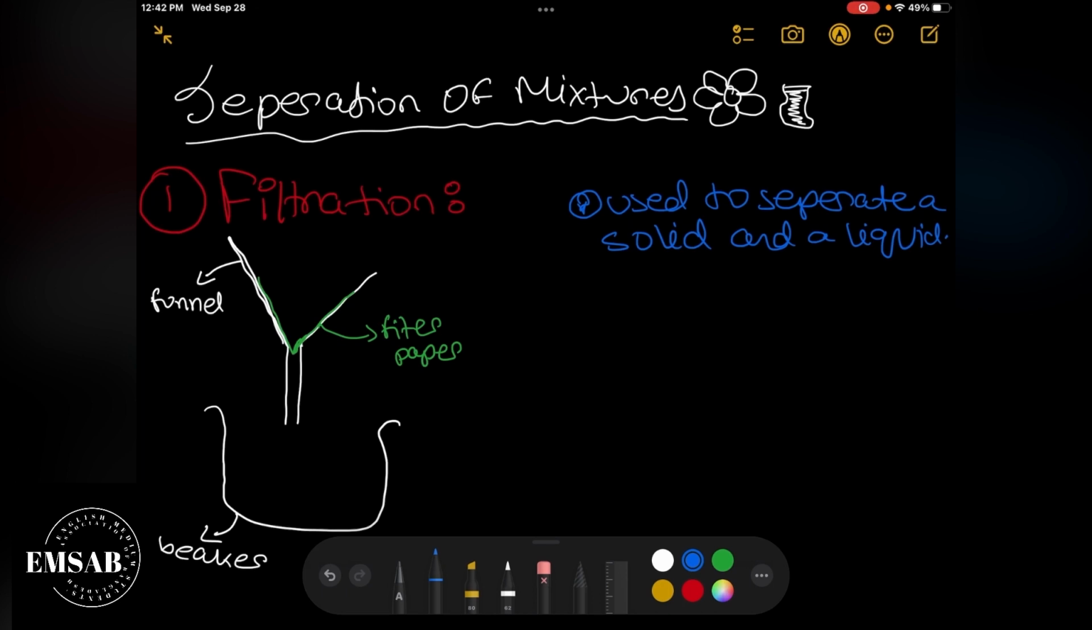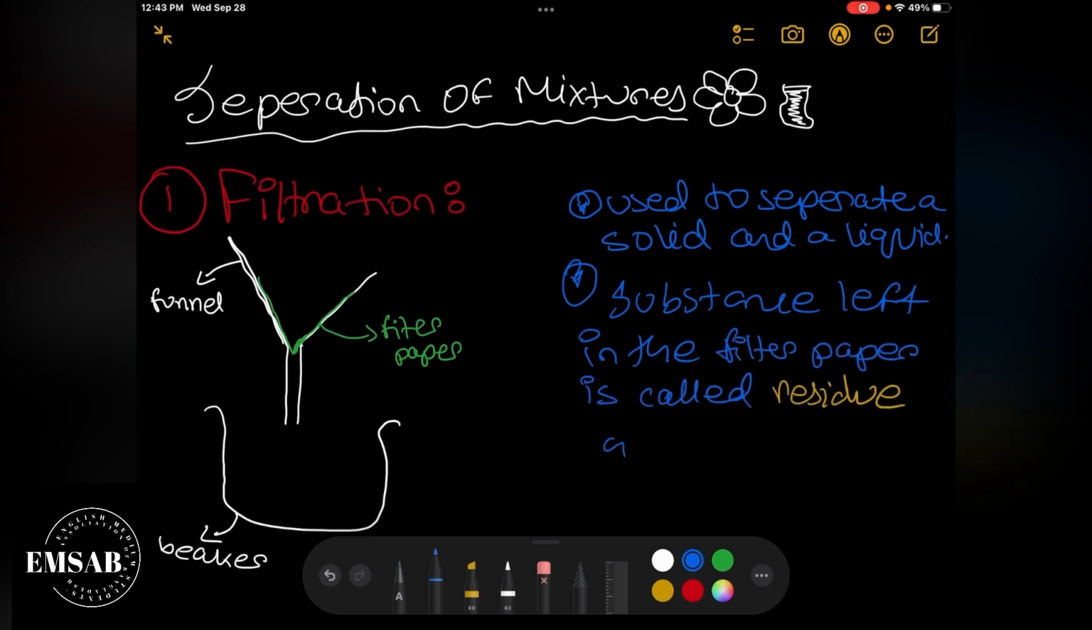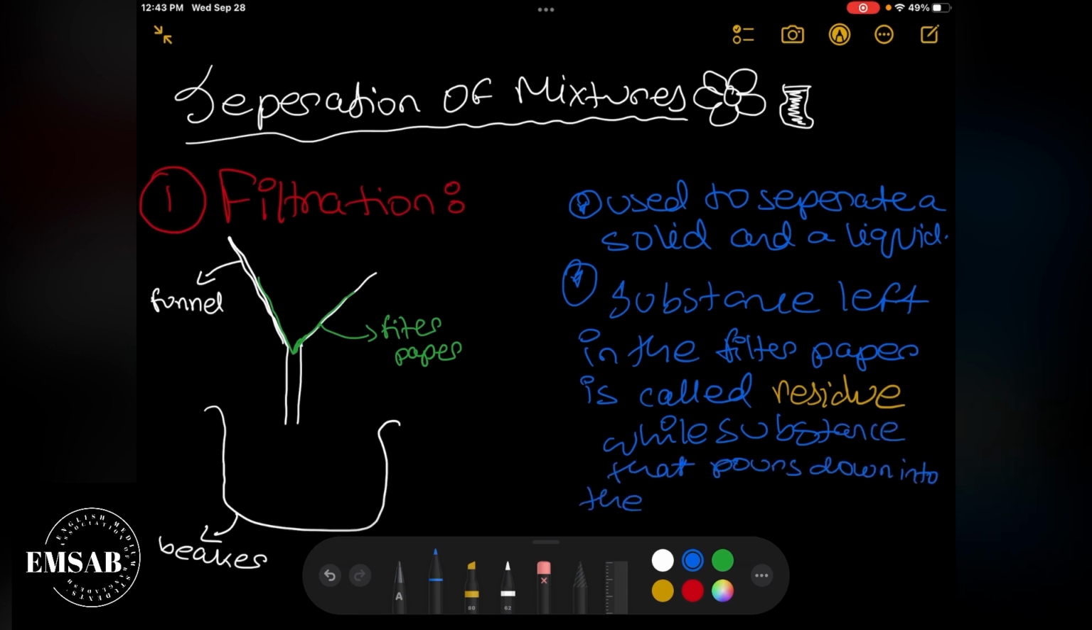The method is very simple. You pour the solution in the funnel and it seeps through the filter paper while separating the solute and the solvent. The solvent falls into the beaker. Substances left in the filter paper is called residue, while substances that pour down into the beaker is called filtrate.